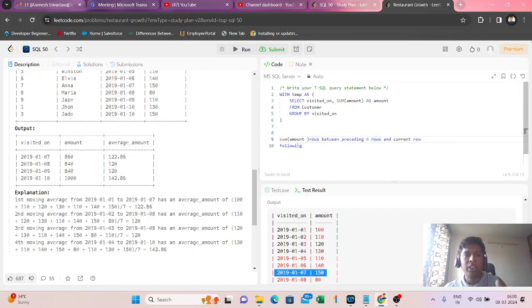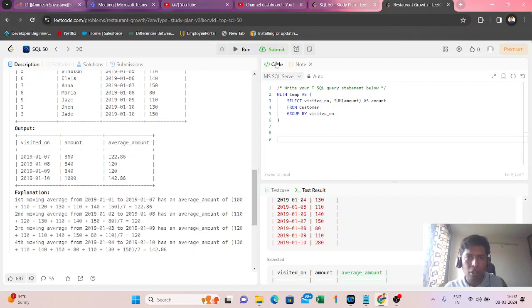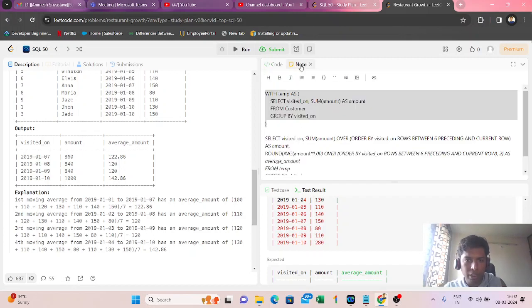Following means rows after the current row. So suppose current row and following 6 rows: it will start from 150 and count another 6 rows from 150. That is how we define the preceding and following scenario, whenever we have to calculate our data between a fixed number of rows, as asked in this question. Now I will just copy from the note and explain it to you. Now see what they have done.